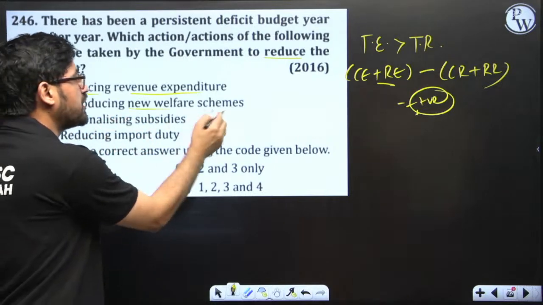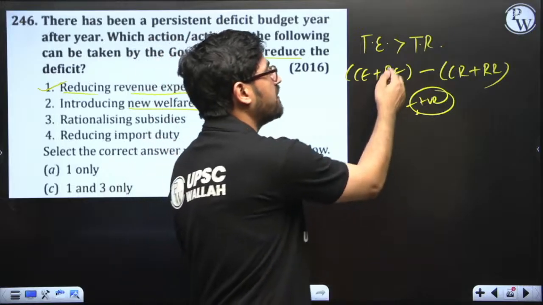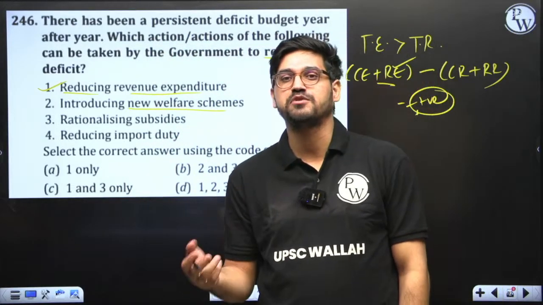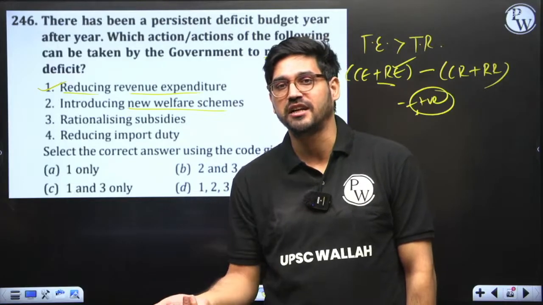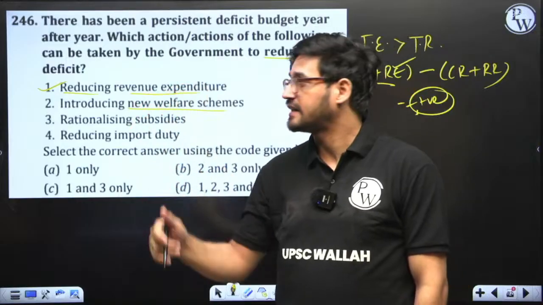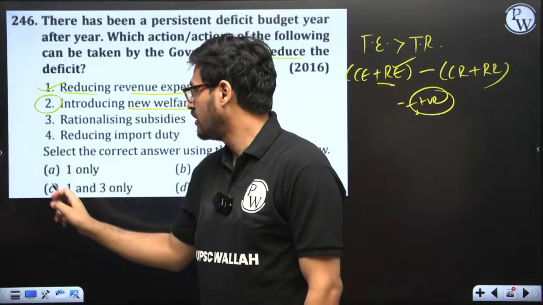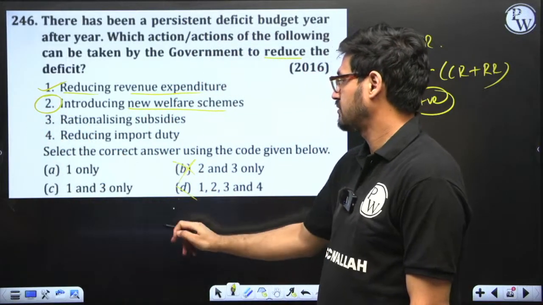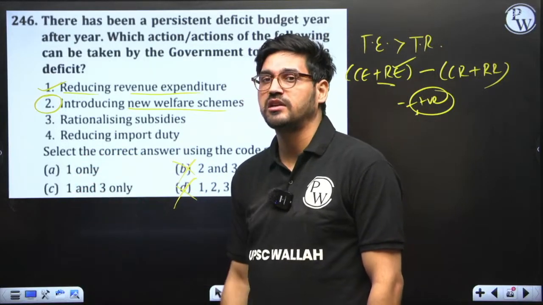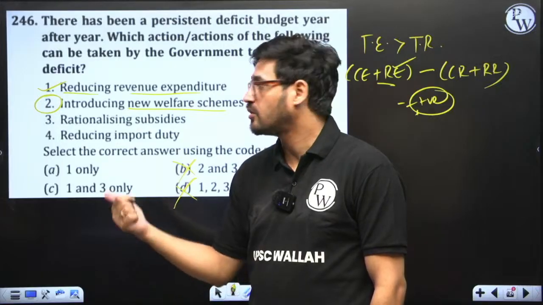Introducing new welfare schemes. Now, if you introduce new welfare schemes, that means your revenue expenditure will definitely increase. Welfare schemes typically will be a part of revenue expenditure. If you increase revenue expenditure, that means the deficit will also increase. That means wherever you find 2, you have to eliminate it. You now have a choice between A and C, 1 only and 1 and 3 only. That means 1 is absolutely correct. You have to look at 3.